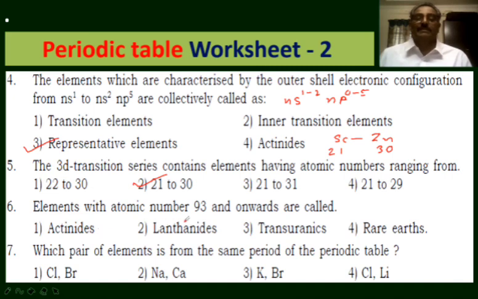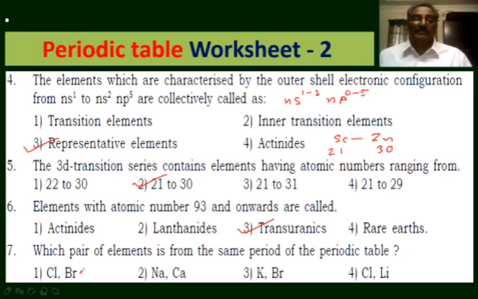Elements with atomic number 93 onwards are known as: the element with atomic number 92 is uranium. The elements from 93 do not occur naturally. They are said to be the transuranium elements or transuranic elements. So third option is the right option here. Which pair of elements is from the same period of the periodic table?